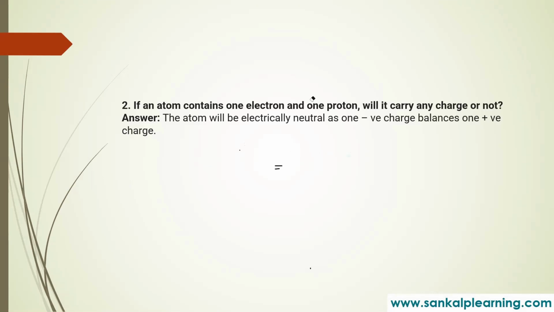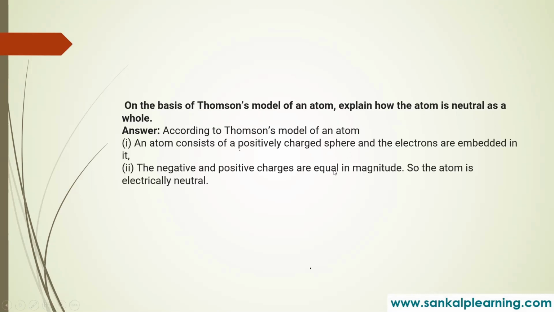I hope this is also clear to you. Very simple question, but we need to understand. Third question. On the basis of Thomson's model of an atom, explain how the atom is neutral as a whole. According to J.J. Thomson, we discussed that he compares the atom to a watermelon, right? So according to that, we need to explain how the atom is electrically neutral.